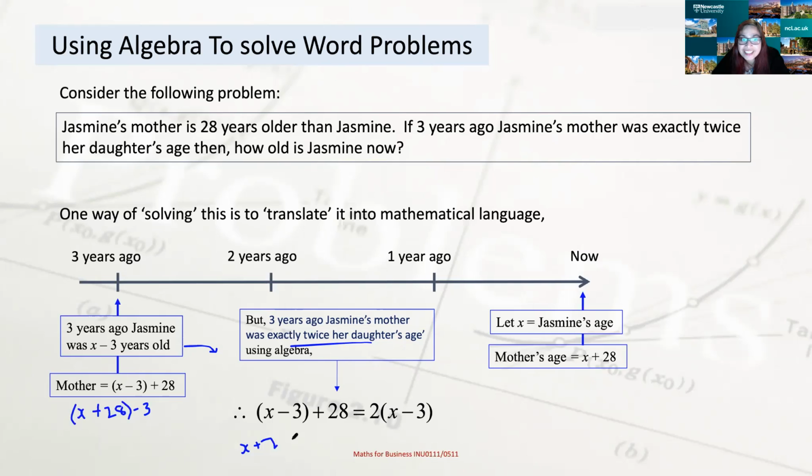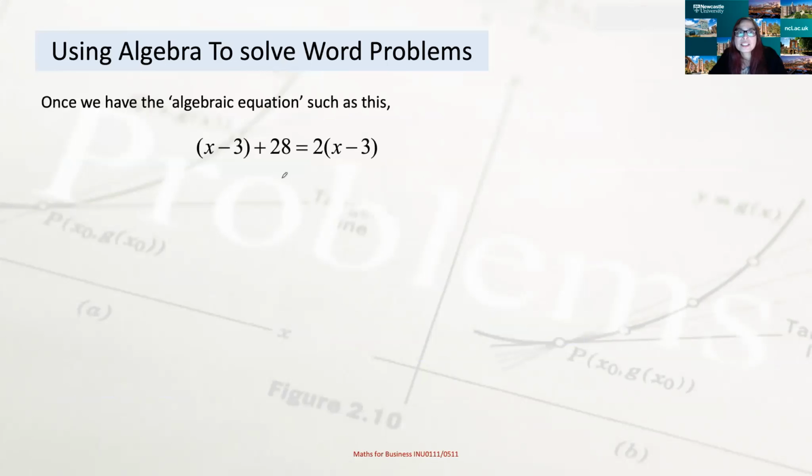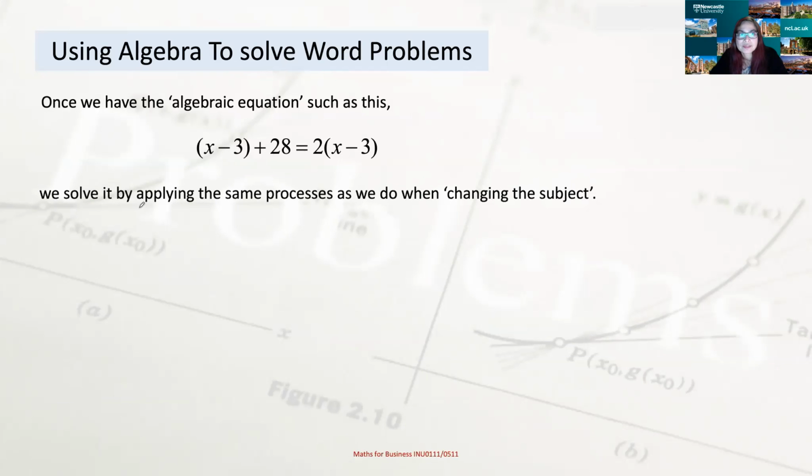See, I got a linear equation here. Now I can solve it to find the value of x, that is, find Jasmine's age. So I can also write this as x plus 28 minus 3 is equal to 2 times x minus 3. Yeah, that's also correct. Both are the same. So that is the equation we have to solve. Simple, isn't it? This is your equation to solve. And then you can solve the equation.